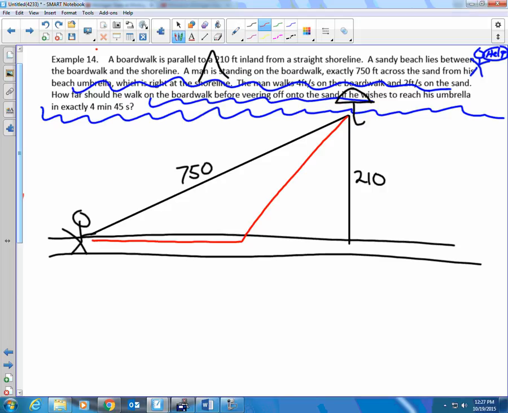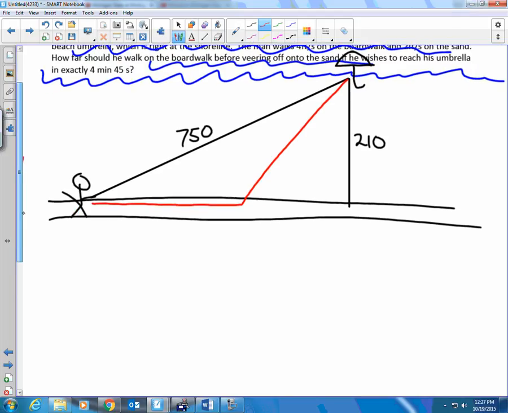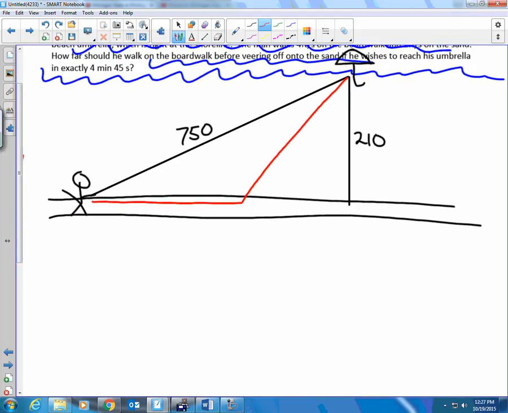Now, that's just kind of stupid. I mean, who cares if it's exactly 4 minutes, 45 seconds? We would rather say, what's the optimal time? Like, could he make it in, say, 4 minutes, 20 seconds? We don't know how to do that yet because we don't know calculus. But we'll revisit this problem later on and figure out how to do it.